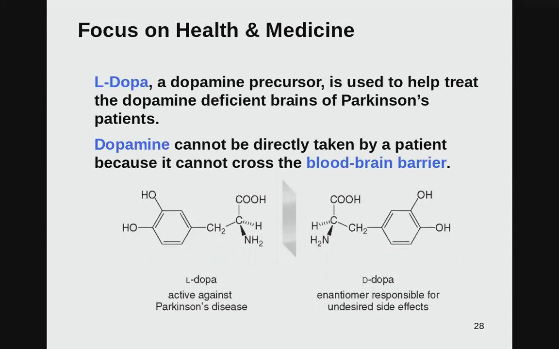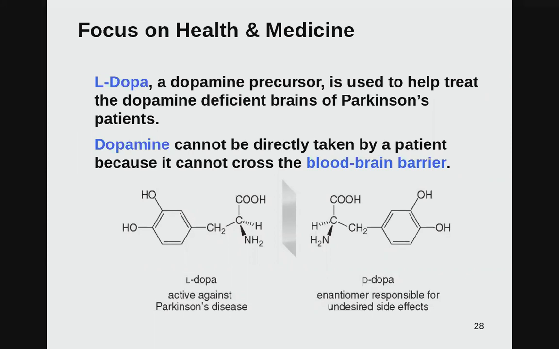Now, L-Dopa, which is the active agent against Parkinson's disease, easily fits through your meninges, your blood-brain barrier. But it's D-Dopa, so left-handed dopa versus right-handed dopa. Well, this one simply cannot pass through your cell membrane, thus it cannot help treat Parkinson's.